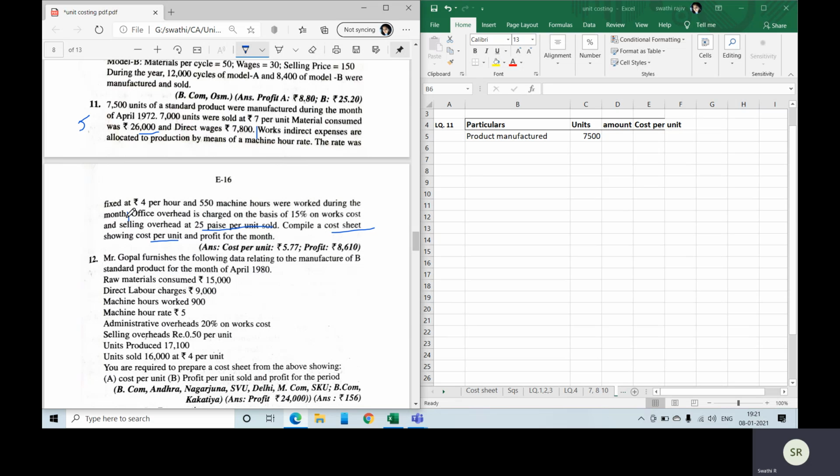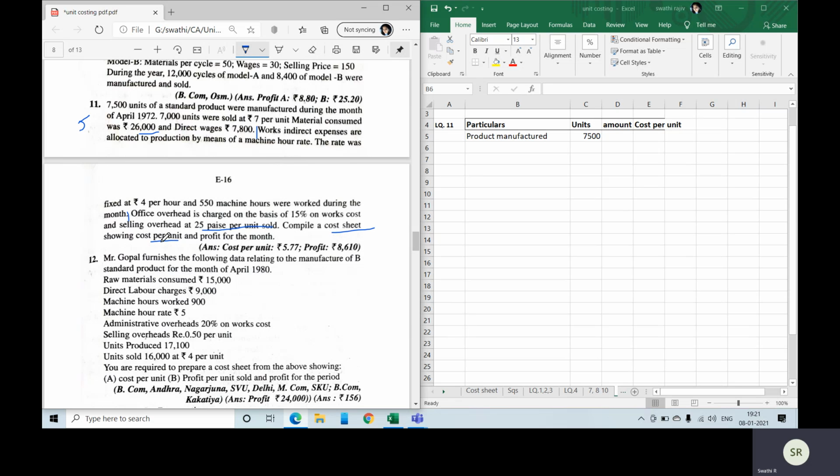After factory overhead cost, after getting the works cost, next is office and administration. How to calculate that? Office overhead is charged on the basis of 15% on works cost, and then selling overheads at 25 paise per unit sold. And what is asked? You are asked to compile a worksheet showing cost per unit and profit for the month.